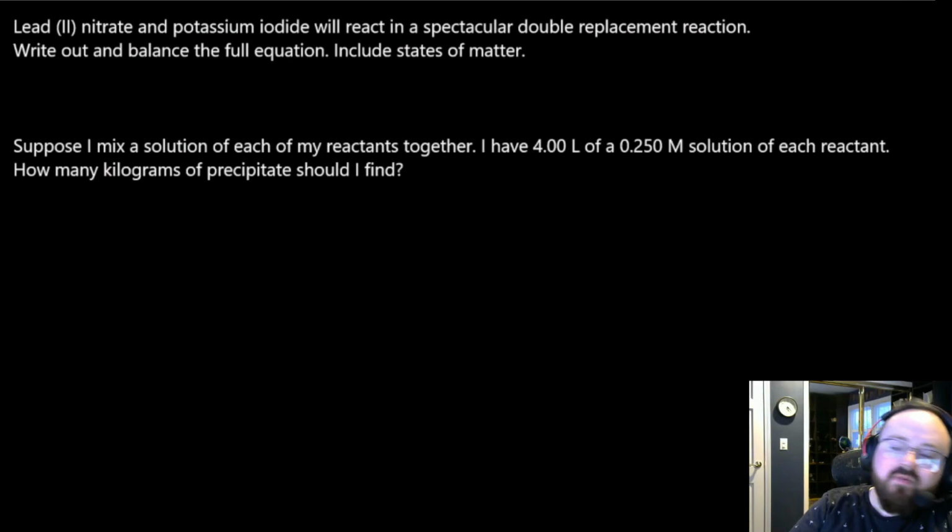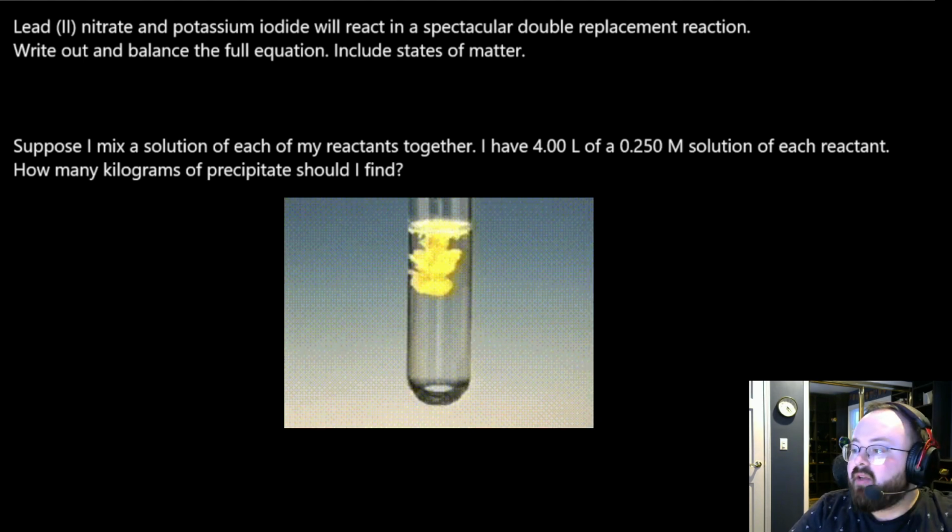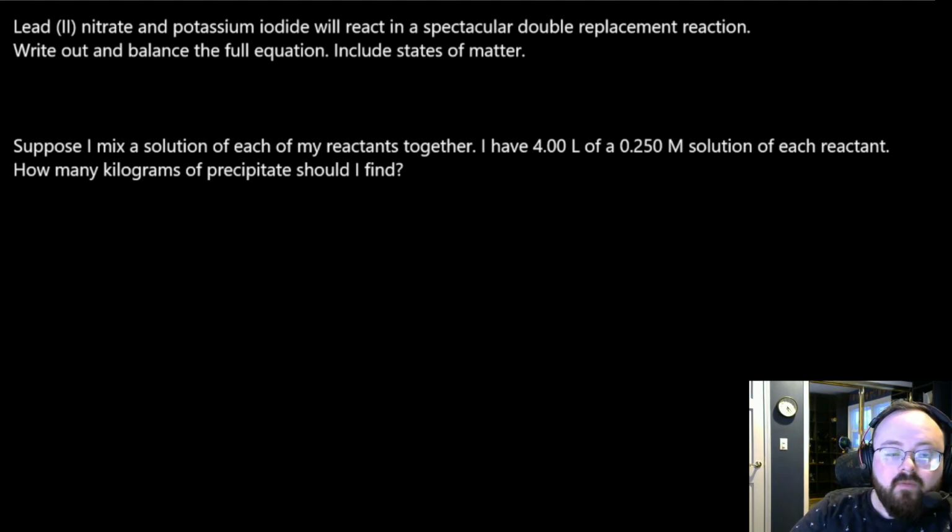Alright, so now we're moving on to a double replacement reaction. And this is quite a famous one. I think I did this one in class where we are producing a yellow precipitate. We have a spectacular double replacement reaction. First part here is to write out and balance the full equation, including states of matter. So we have to start with our chemical formulas.